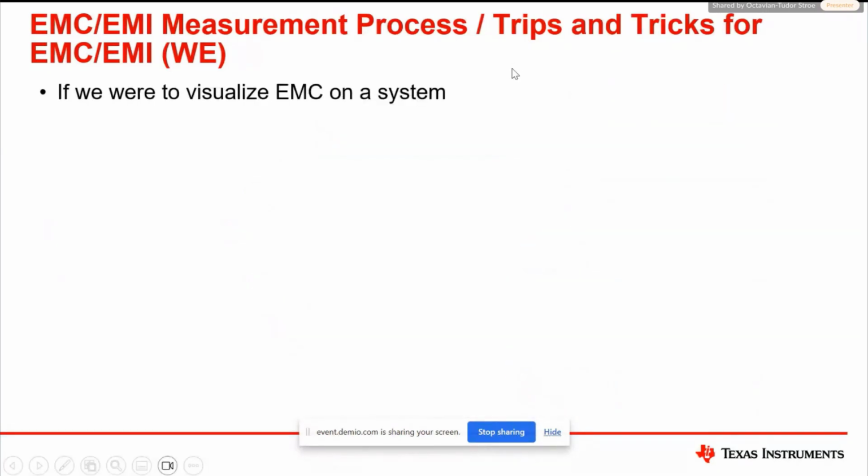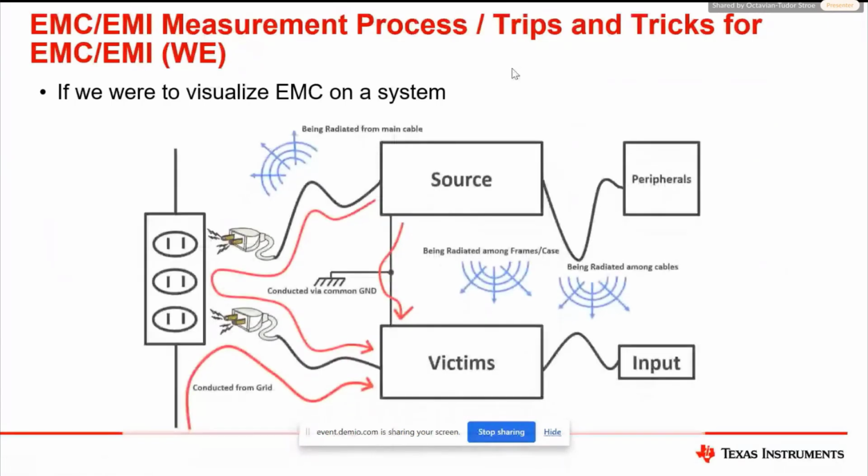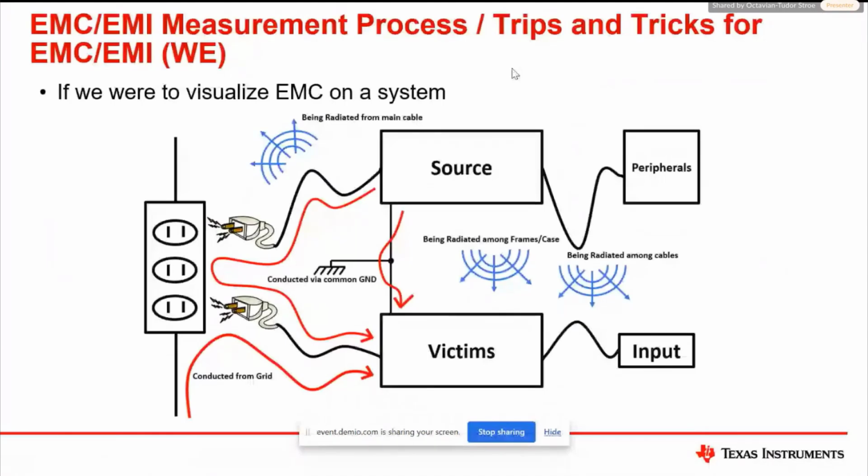Now, if we were to visualize this EMC on a system level, we can see various ways the noise can propagate from a noisy source to a victim and how it can couple. The electromagnetic noise could be coming from the mains grid in the form of conducted noise, either differential mode or common mode, and basically coupled to other systems which are connected to the same grid.